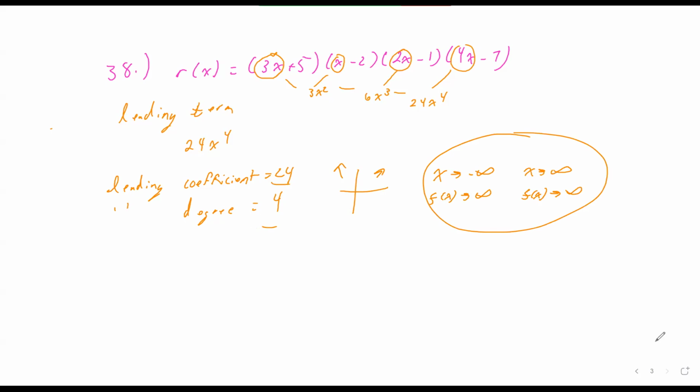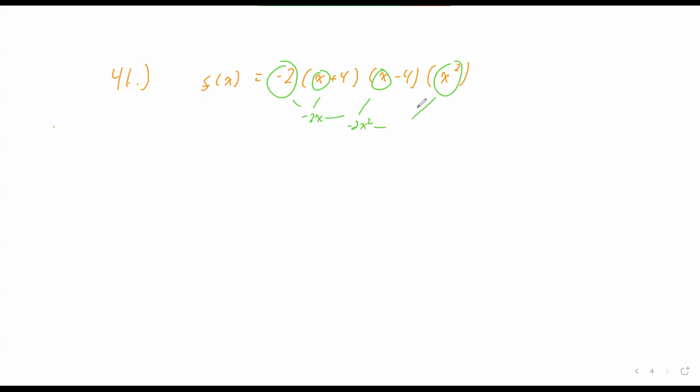All right, let's do another one. Let's look at number 41. F of x equals negative 2 times (x plus 4) times (x minus 4) times x squared. Oh, I guess it is in parentheses. So again, just circle all of the leading terms of each one. Negative 2 is the leading term of its polynomial. X, x, and then x squared. So negative 2 times x is just negative 2x. Negative 2x times x is negative 2x squared. And negative 2x squared times x squared gives you negative 2x to the fourth.